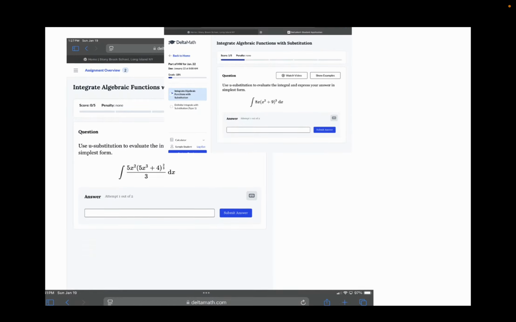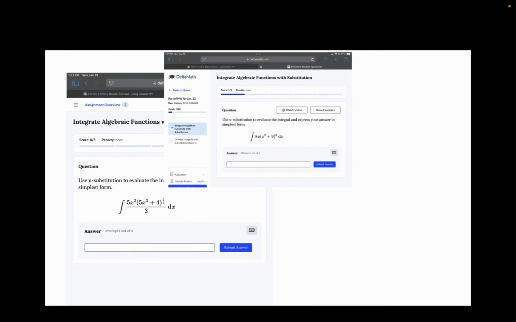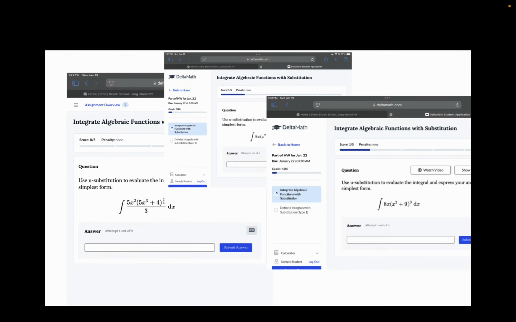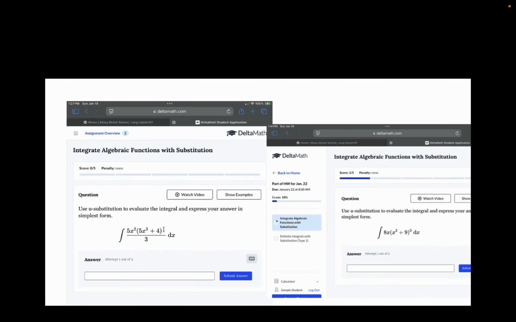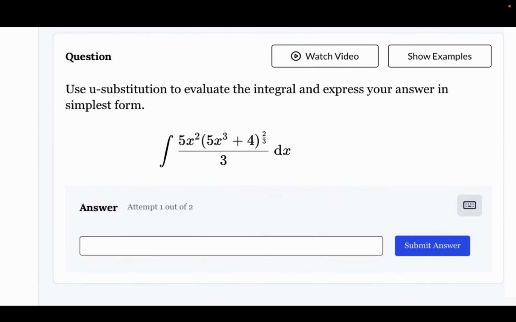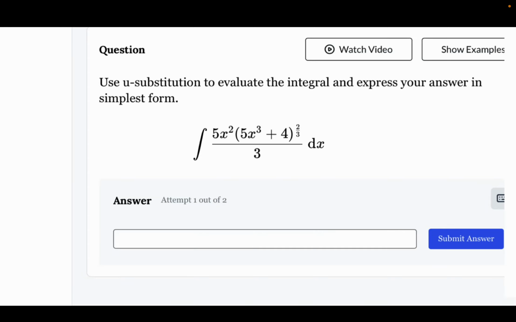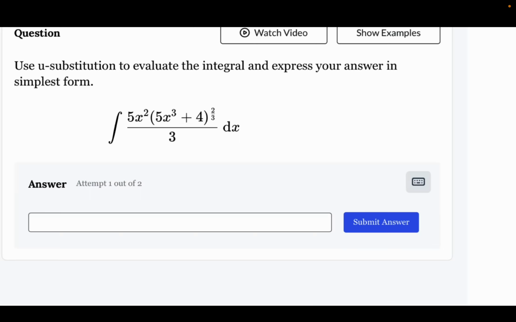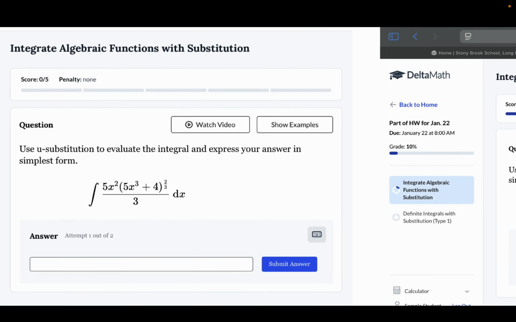Let me see if I can expand this or get this out of the way. Okay. All right, let's look at this one. All right, so here, this is an indefinite integral. I don't know why it's not writing. Let's see, sorry. So I'll let u be 5x cubed plus 4.